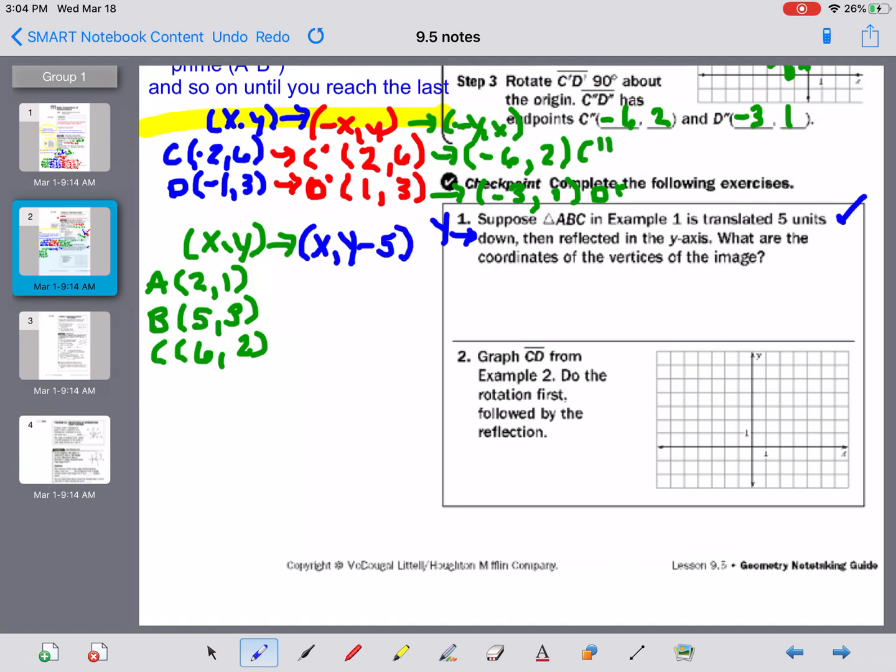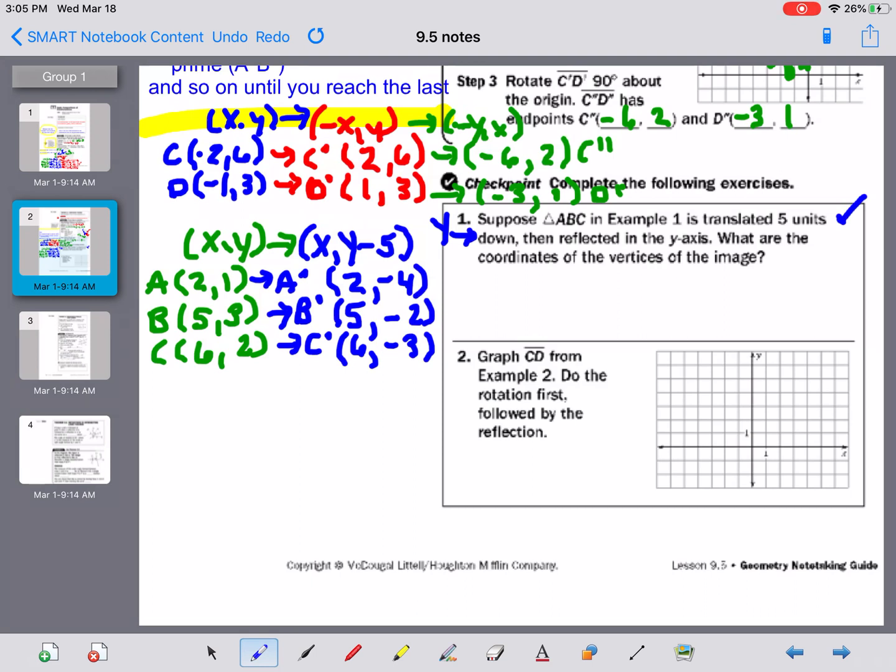So I'm going to find my A prime, my B prime, and my C prime. For A prime, my x stays the same. My y is going to be 1 minus 5, which is negative 4. For B, my x stays 5. For my y, I take 3 minus 5 and get negative 2. And for my C, my x stays the same, and my y is going to be 2 minus 5, which is negative 3. So that takes care of my first transformation.